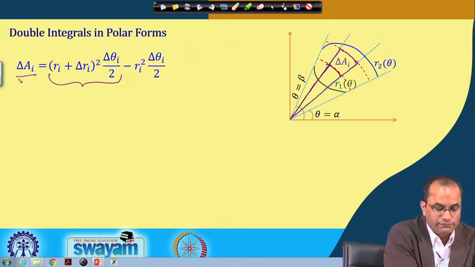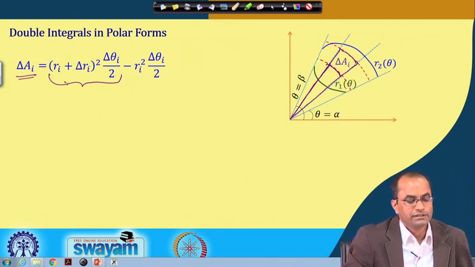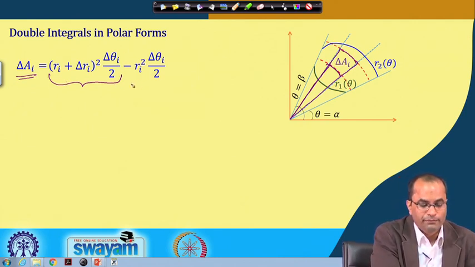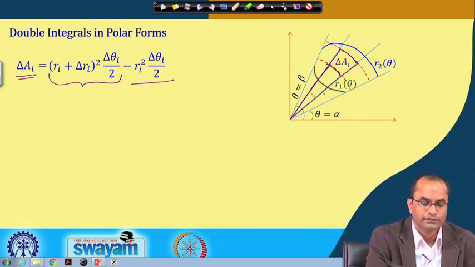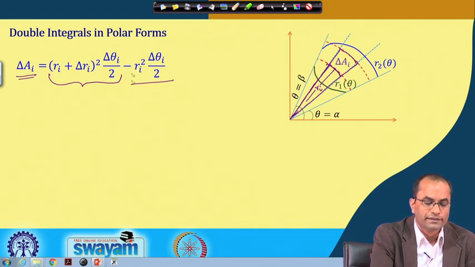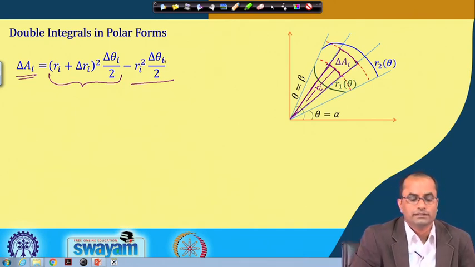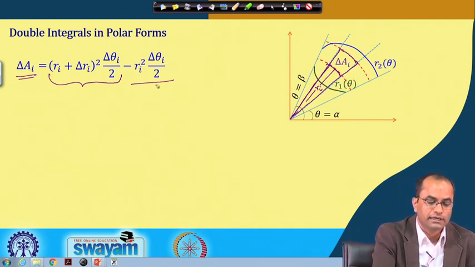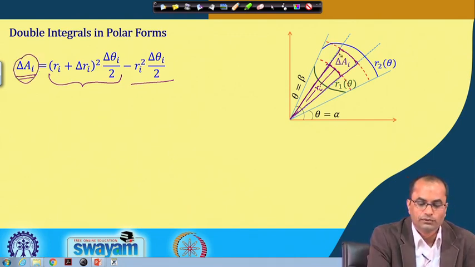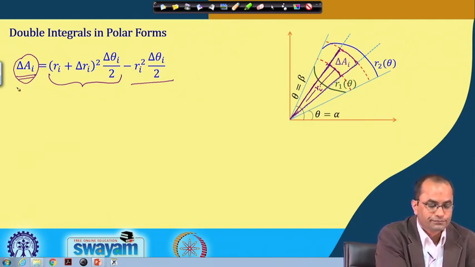So, the delta A_i will be given by (r_i + delta r_i) whole square times delta theta_i by 2, minus, for the inner part, r_i square, because this radius from here to here is r_i. So, this r_i square times delta theta_i by 2 again. So, that is the area of this small region which we have denoted here by this delta A_i.